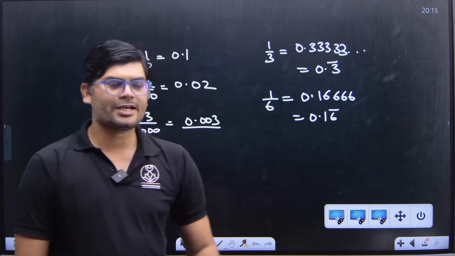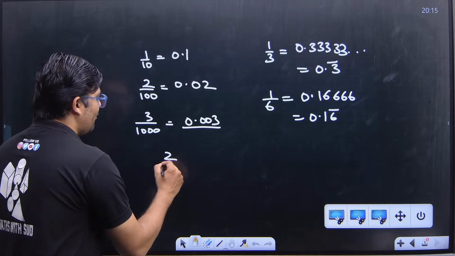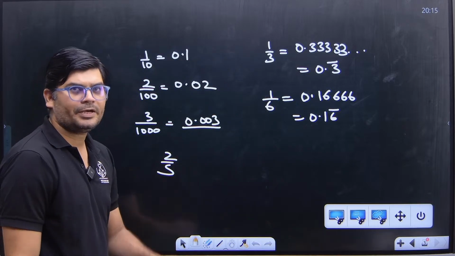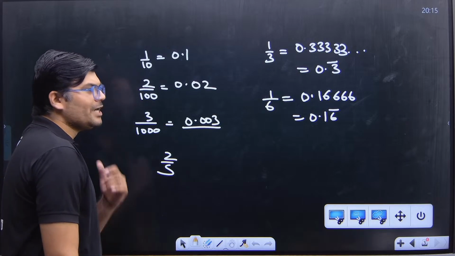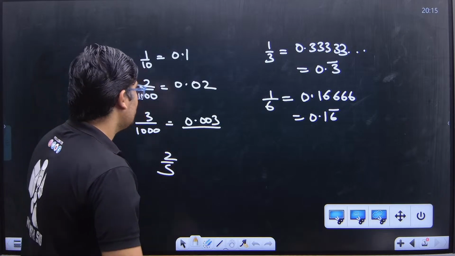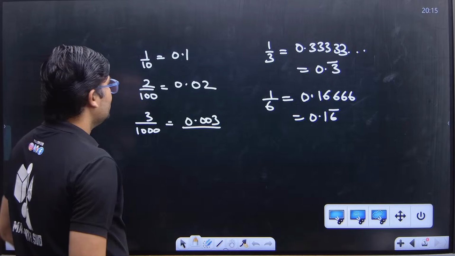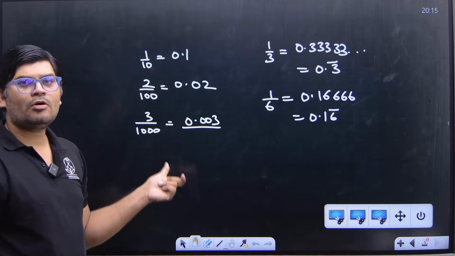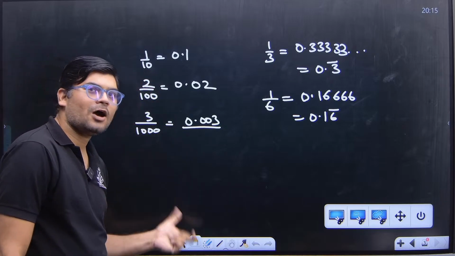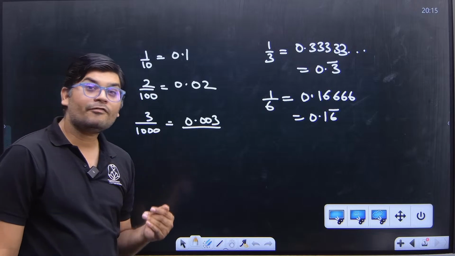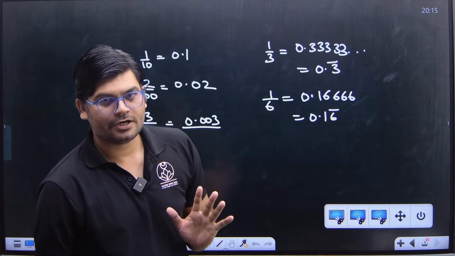You've been given a fraction. Suppose I give you a fraction. I will give you 2 by 5. I ask you whether it is repeating or terminating. Just by looking at the fraction, how can you verify? So it's a very simple trick, my dear. The numbers having the denominator 10, 100, 1000 or a multiple of 10 will always terminate.